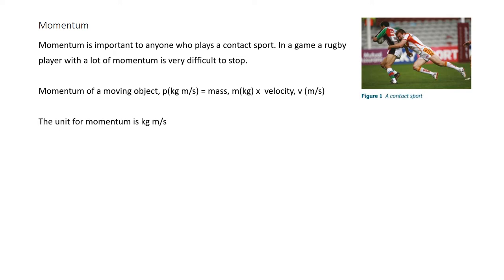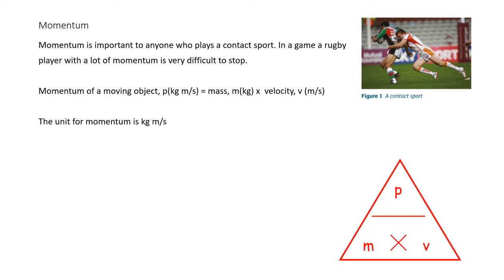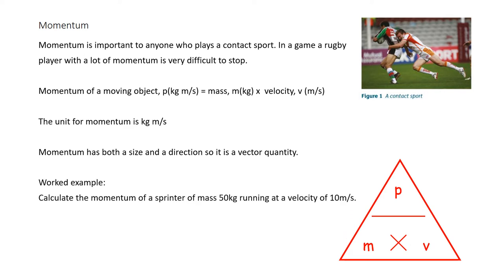The unit for momentum is kilograms meters per second. And here's my beautiful equation triangle, because you know that I like them. Momentum has both size and direction, therefore it's a vector quantity, and we do like a vector. And looking at our worked example, a sprinter has a mass of 50 kilograms and a velocity of 10 meters per second. So we do mass times velocity equals 50 times 10.